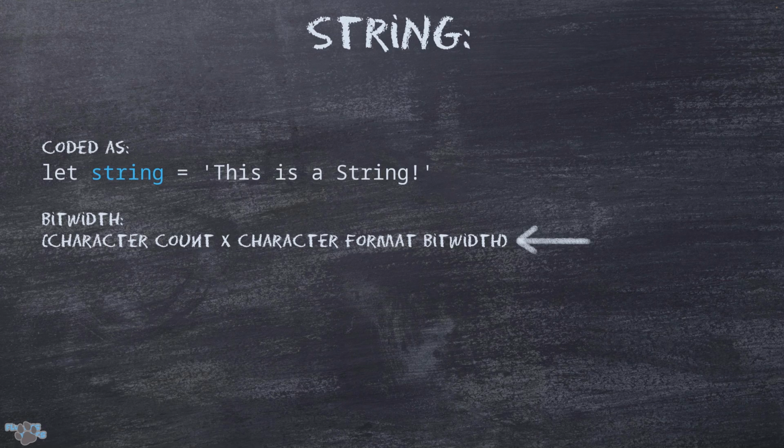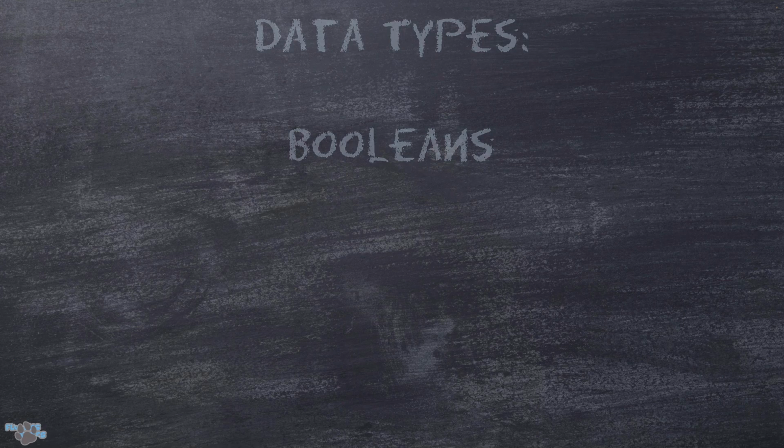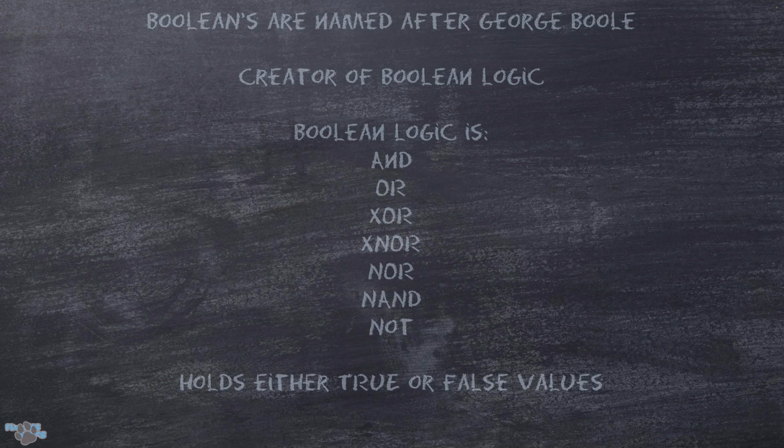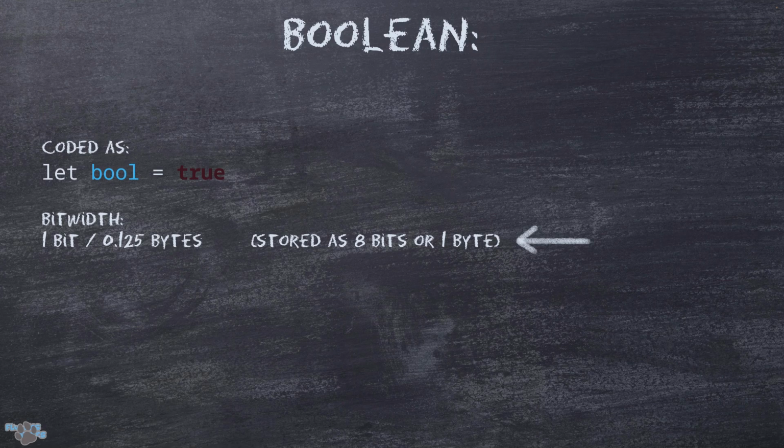With that done, let's look at our last main type, Booleans. Booleans are named after George Boole, the creator of Boolean algebra, which deals with true, false, and logical operations like and, or, not, etc., like our logic gates. In programming, Booleans hold either a true or a false value. They have a bit width of 1 bit or 0.125 bytes. In other words, an eighth of a byte, not even a mouthful. But in actuality and for simplicity, they are stored in memory as 8 bits or 1 byte.